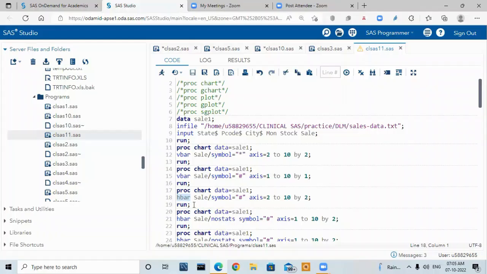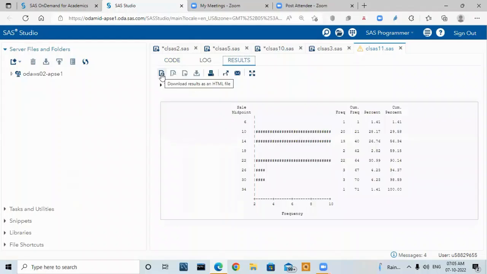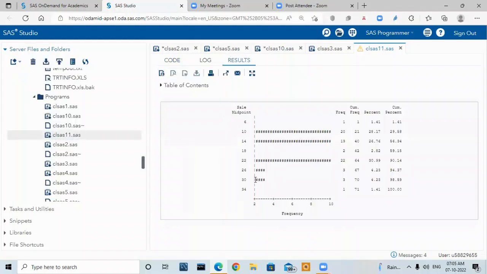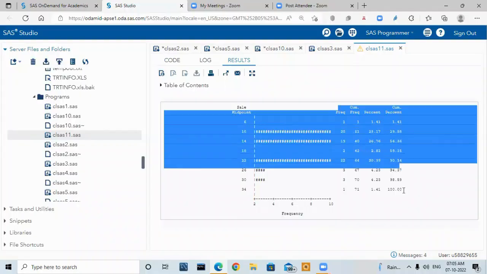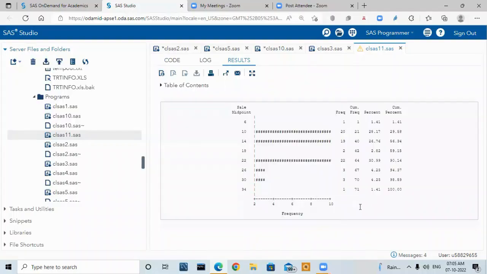Everyone clear? Everything is same. Instead of V bar, we are mentioning H bar here. V bar is replaced by H bar, which will draw the horizontal bars. Instead of vertical bars, now the horizontal bars will be drawn. Can you see, everyone? This is showing horizontal bars instead of vertical bars. Understood? And one more thing, you can see the frequency distribution table also automatically in horizontal bar. On the right hand side, you can see that frequency distribution table.